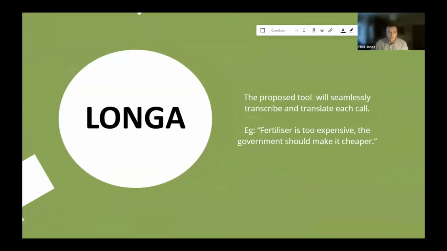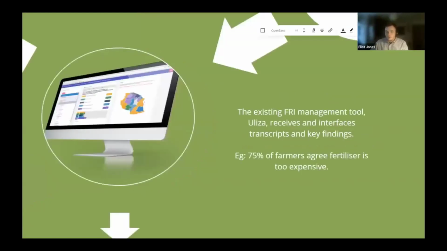LONGA is thus intended to transcribe, translate, and better understand each call. This is a real-world example here, with the farmer suggesting that the fertilizer is too expensive and it should be cheaper. The existing Farm Radio management tool, ULISA, will then receive and interface transcripts and key findings, e.g. 75% of the farmers agree that fertilizer is too expensive.